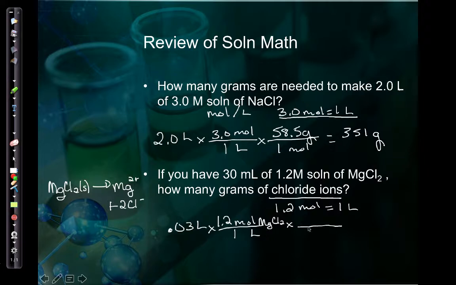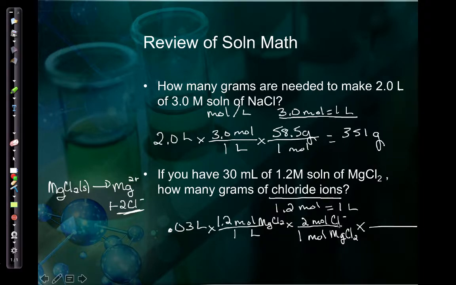So for every 1 mole of magnesium chloride, I have 2 moles of chloride by themselves, because it's specifying just the chloride. So for every 1 of these, I make 2 of these. All right, so now let's go to grams.